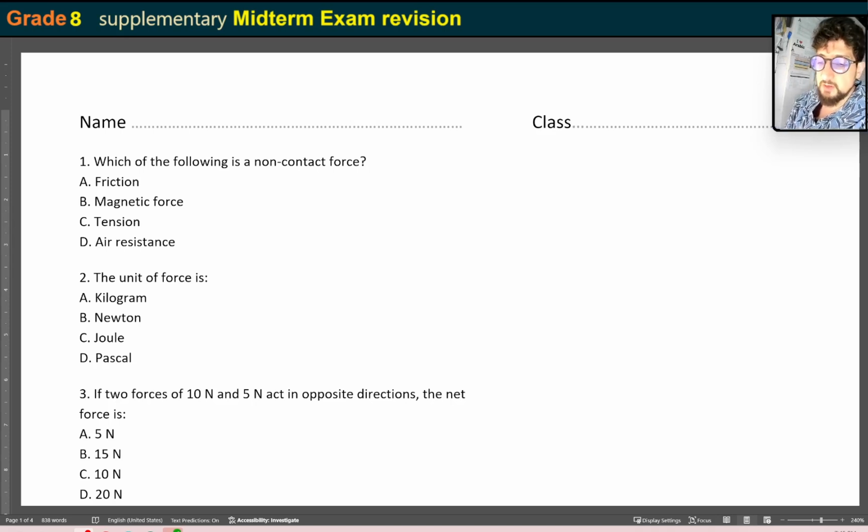So which of the following is a non-contact force? Well, first of all, there are 3 types of non-contact forces. So there's magnetic forces, gravitational forces, as well as electrostatic forces. So obviously magnetic forces are non-contact forces.